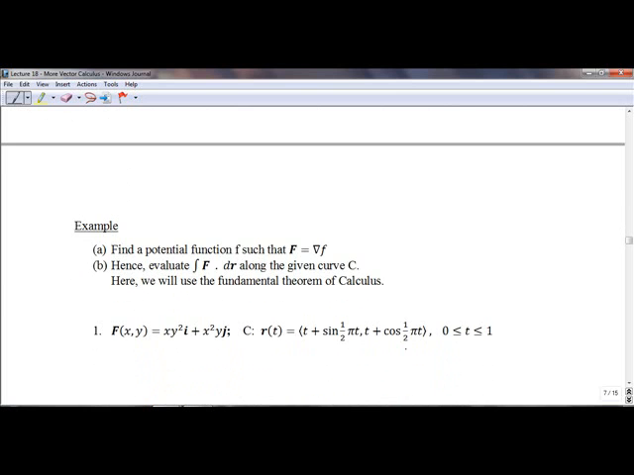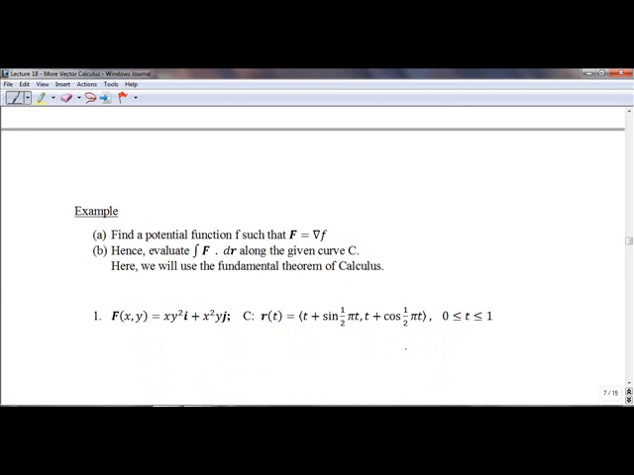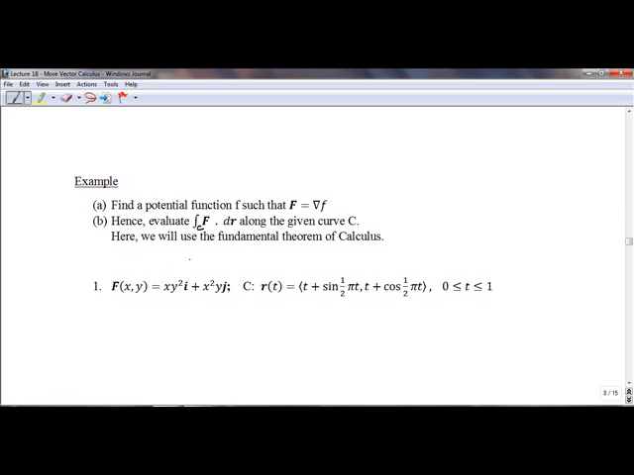Okay, so I've guided you. Find a potential function f such that the vector field F is equal to the gradient of the potential function, what we have been doing all along. Hence, evaluate the line integral along the given curve C. And how are we going to do that? We are going to use the fundamental theorem of calculus. Alright, so let's start.